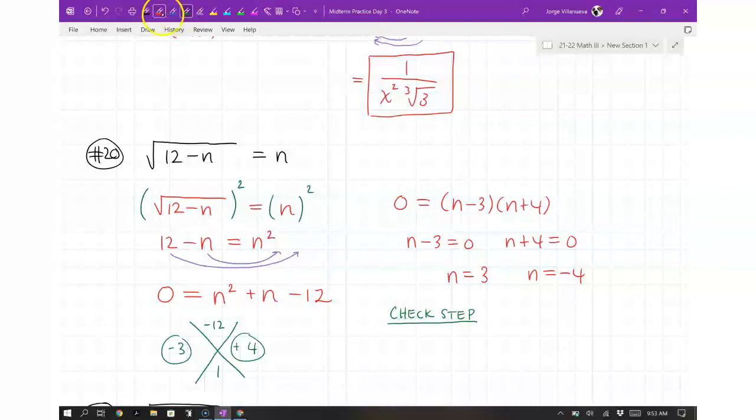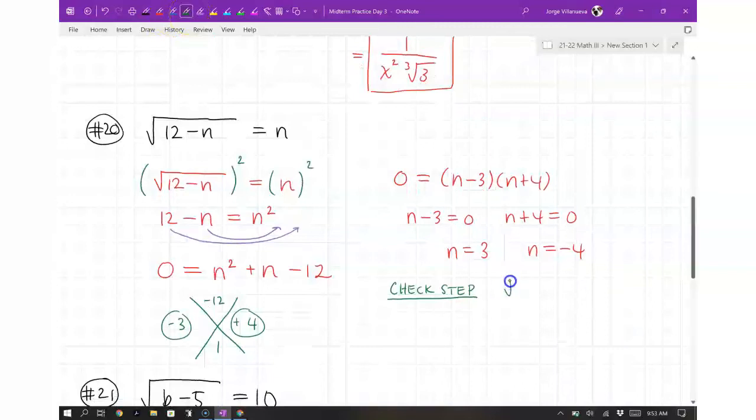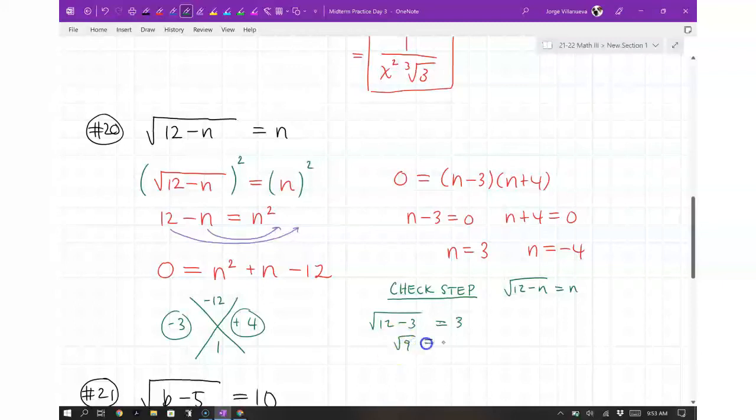So here we go. Let's plug in a 3 into my main equation. Okay, here's my main equation: the square root of 12 minus n equals n. So if I plug in a 3, I get the square root of 12 minus 3 equals 3. 12 minus 3 is 9, and the square root of 9 is 3. So that checks out. That's good. Okay, plugging in a 3 works perfectly, so I'm going to put a box around that.